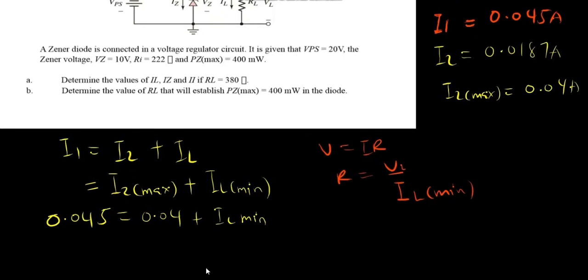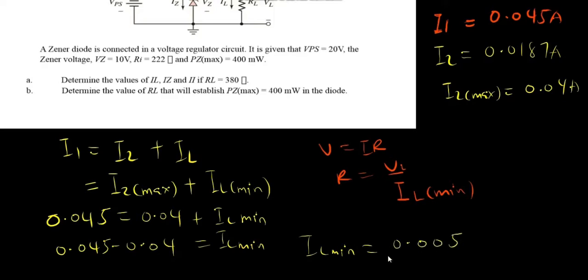From here we can make IL minimum the subject. We can take this one to this side, so that will be 0.045 minus 0.04, which will be equal to IL minimum. So this gives me my IL minimum to be equal to 0.045 minus 0.04, that is equal to 0.005. So that's the value for IL minimum.